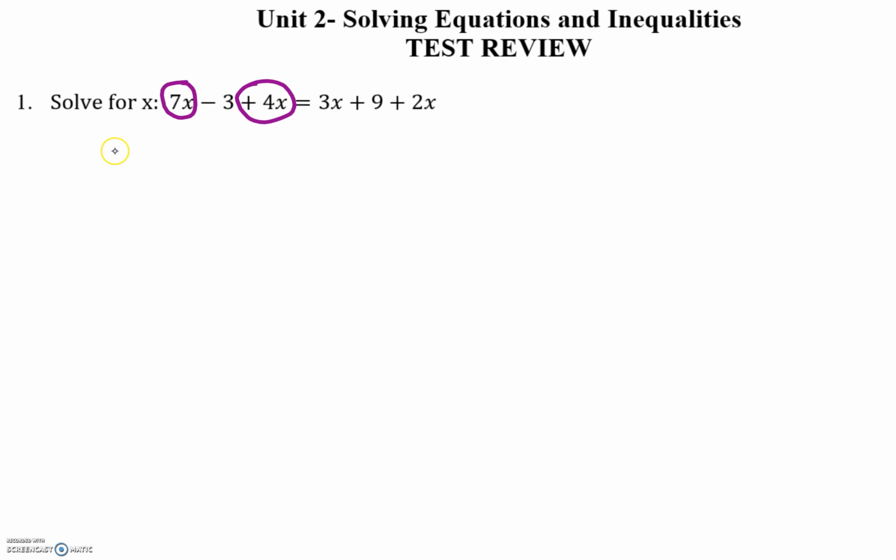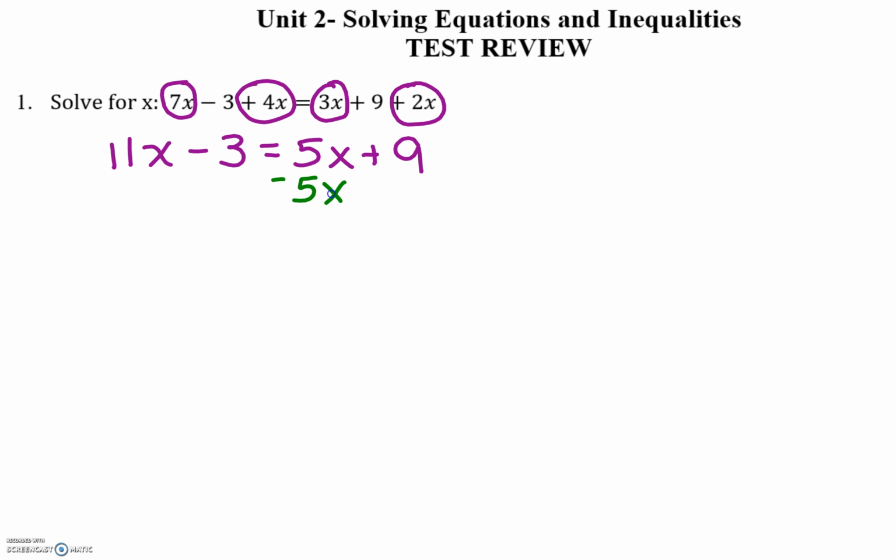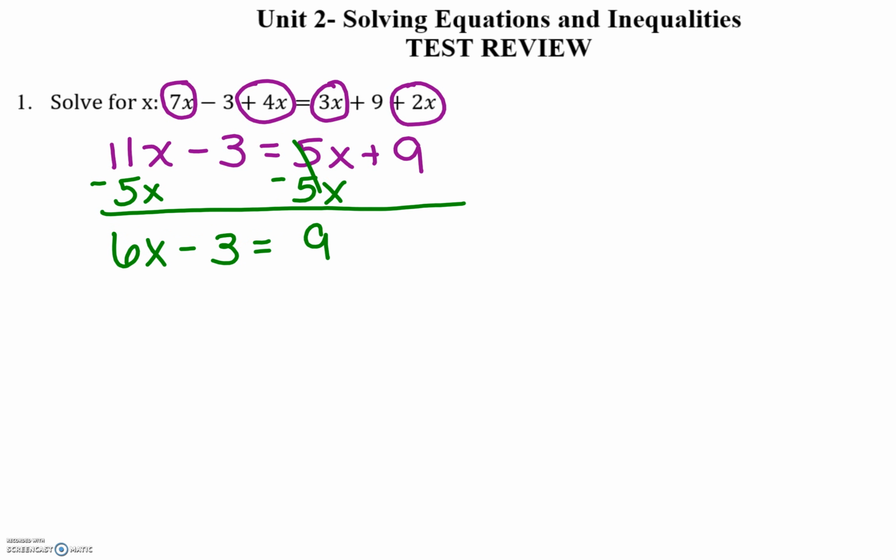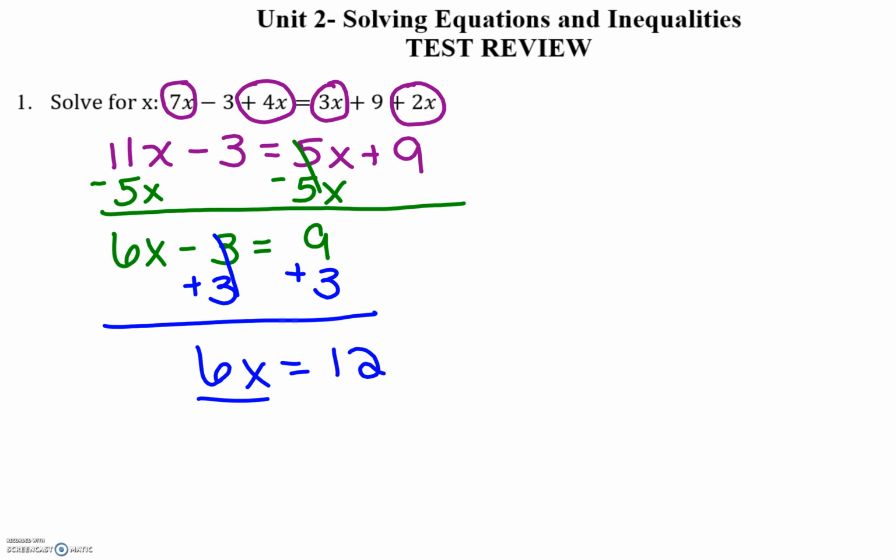So 7 and 4, 11x minus 3. On the other side, we have a 3x and a positive 2x, which becomes a 5x plus 9. The next thing that we want to do is isolate our variable. So we're going to move our variable to one side and our constants to the other. So I'm going to subtract 5x and bring it to the 11. So we have 6x minus 3 equals 9. Now we're going to take that 3, add it to the other side. And 6x equals 12, divide by 6, and x is equal to 2.